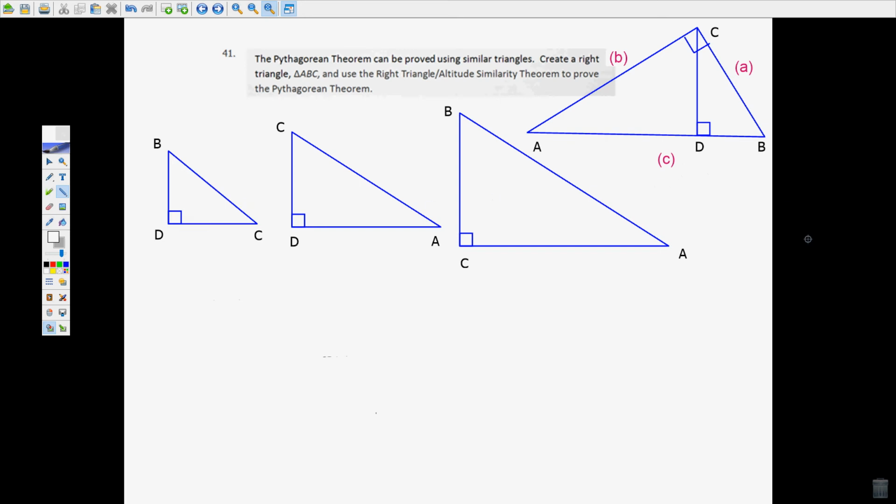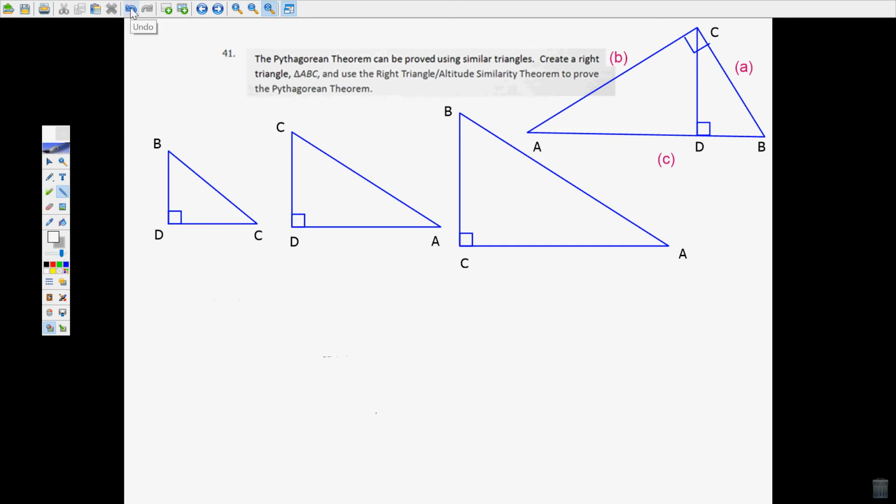This is number 41 on the Geometry EOC packet. I would like to take a moment to prove the Pythagorean Theorem. The Pythagorean Theorem can be proved using similar triangles. Create a right triangle A, B, C, and use the right triangle altitude similarity theorem to prove the Pythagorean Theorem.